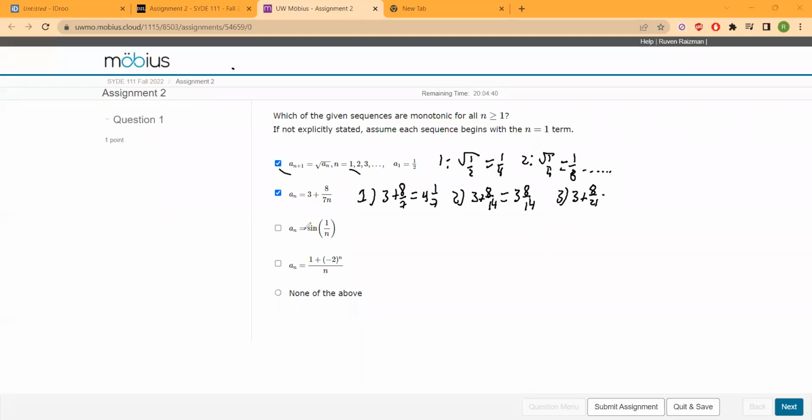Then what we're going to do is sine 1/n. And we know that this is not monotonic because the sine wave always goes up and down. So clearly it's going to have some highs and lows. It isn't monotonic. And finally, we have 1 plus -2 to the power of n, over n. And we know this one's not monotonic because -2 to the power of n is going to keep on changing. It's either going to be negative or positive. And because it's going to have negative and positive, we know that this is also not monotonic. And so that's how we would figure it out here.